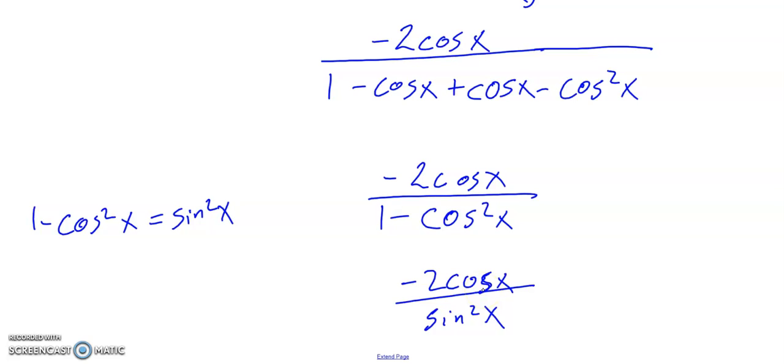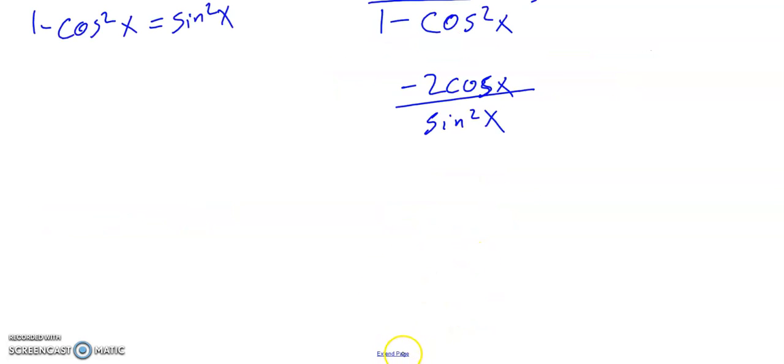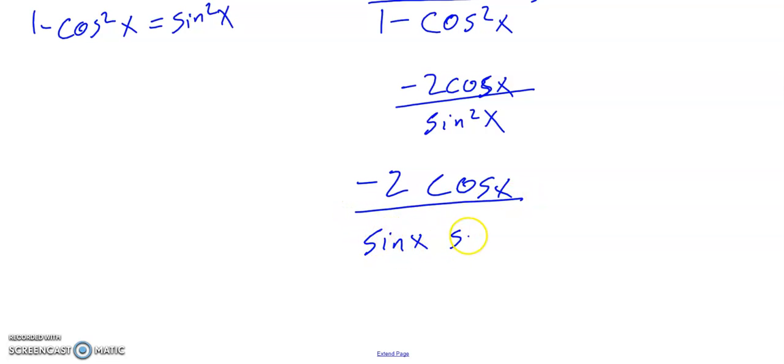And I'm pretty happy with this, except we're not allowed to have quotients. We're not allowed to have fractions. So what I need to do is change this so I can write it as one trig function, a sine, a cosine, a tangent, a cosecant, whatever. So I'm going to separate my numerator out. I have a negative 2 and I have a cosine x. And then sine squared x, I'm going to write as sine x and sine x.